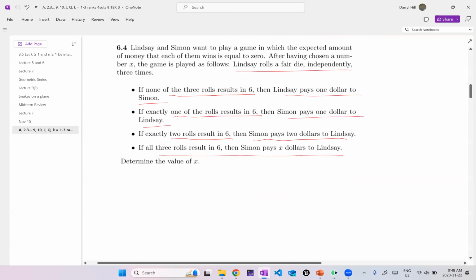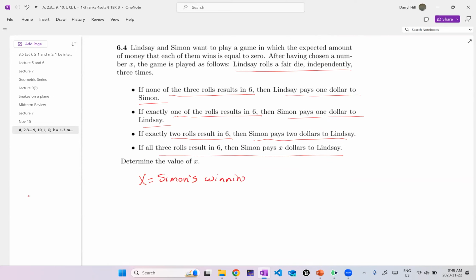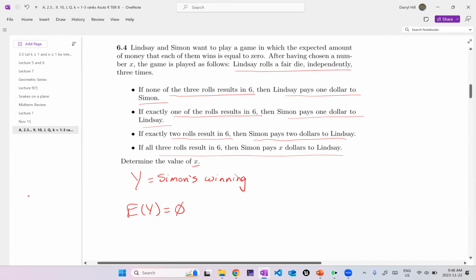Okay, so let's say that X equals Simon's winnings. First of all, are there any questions on the problem, or does everybody understand? Okay, so we want, maybe not X. Let's make it what? So this random variable Y is equal to Simon's winnings. I want to find an X that makes the expected value of Y equal to 0. This is my goal, given this game and the probabilities.